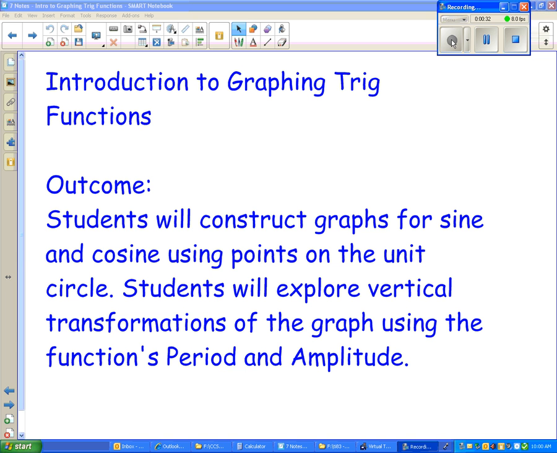In the meantime, we're going to talk about graphing trig functions today, specifically the sine and the cosine function. And so I'm going to get you started. We'll spend today looking at some vertical transformations of the graph, and then next week we'll start looking at some horizontal transformations, similar to the kinds of transformations we did at the beginning of the year when we were shifting and reflecting and dilating graphs.